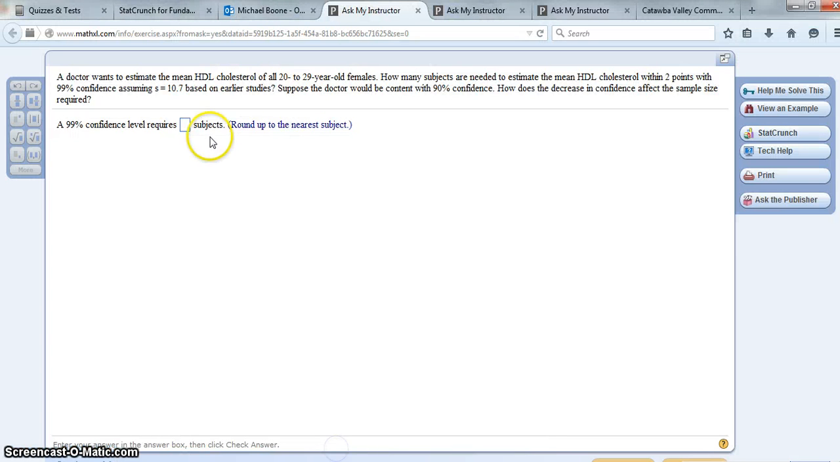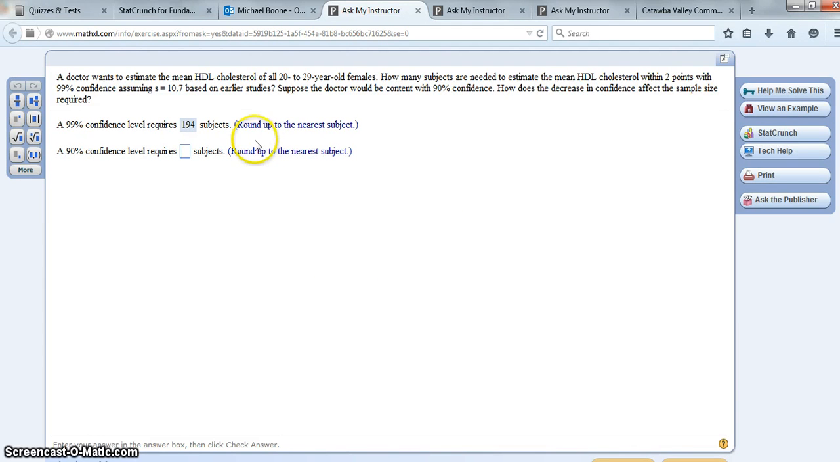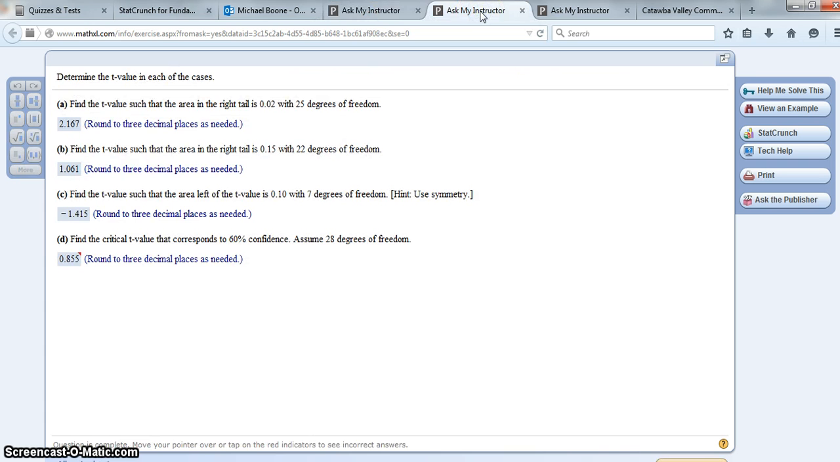Let's check that. Good job. I'd like for them to say like high five and fun things. And then you do the same thing for 90%. So again, just go to your calculator, and instead of doing your confidence interval, go to sample size. Last one that was asked was finding these t-values.